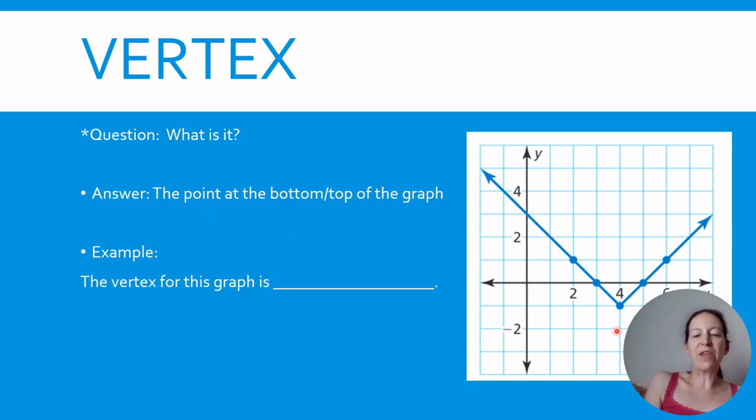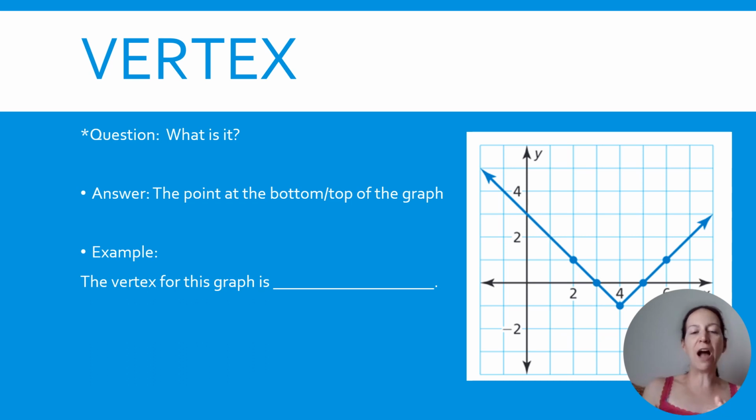So we might think of it as the point at the bottom or the point at the top. Now make sure when you're writing the coordinates of the point that you are stating both the x and the y coordinate. So whenever we're talking about points, we're talking about a location on the coordinate plane. And so you want to make sure you reference that point by both its x coordinate and its y coordinate.